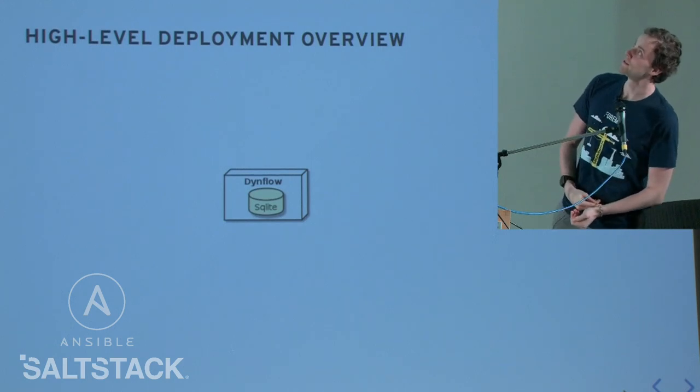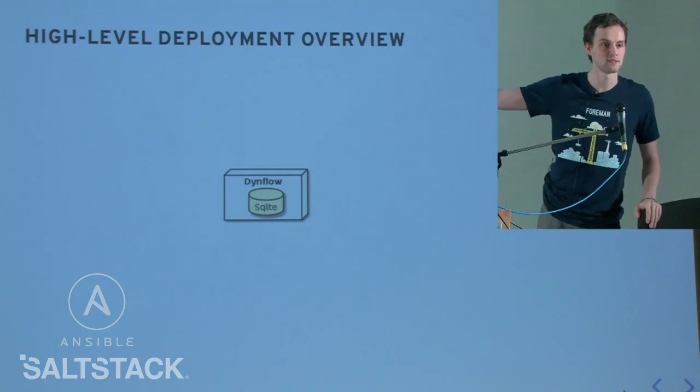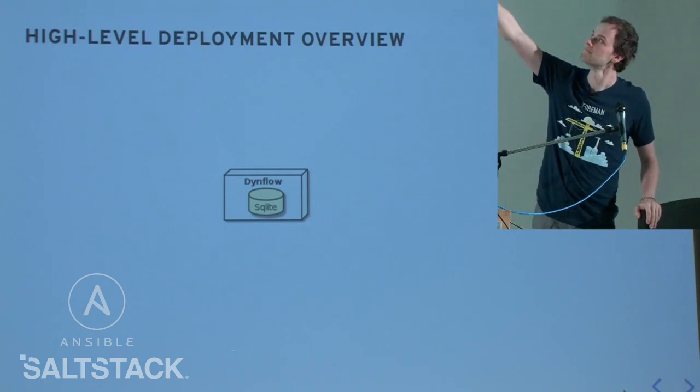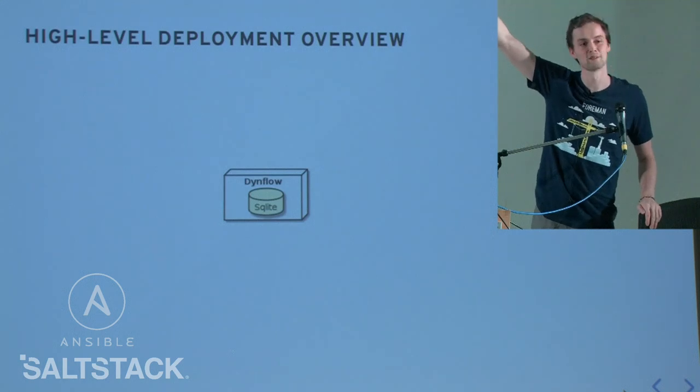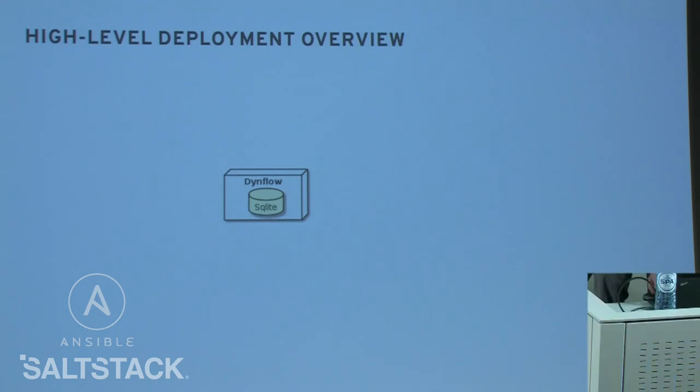Now, a bit about high-level deployment. In this talk, I will be using a deployment which looks like this. It's a box, it's a single process. It has a built-in in-memory SQLite database. And it has several worker threads which are hidden. We don't really need to care about them for now. But just bear in mind that this is the development deployment, let's say.